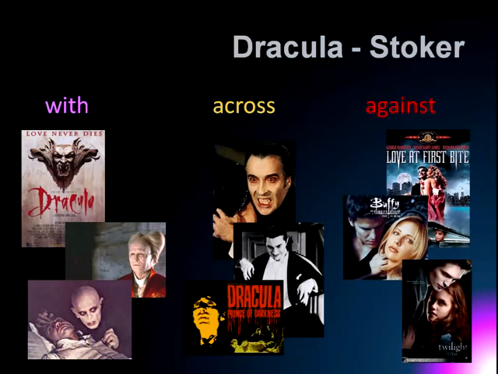So, this is very much reading across the text, and reading against the text was a film that I loved as a kid called Love at First Bite. Anyone seen that? No? It's very, very good. There's also Buffy, as you know, picking up the vampire legend. Can anyone figure out why I'm saying that Buffy is against the text in terms of Stoker?